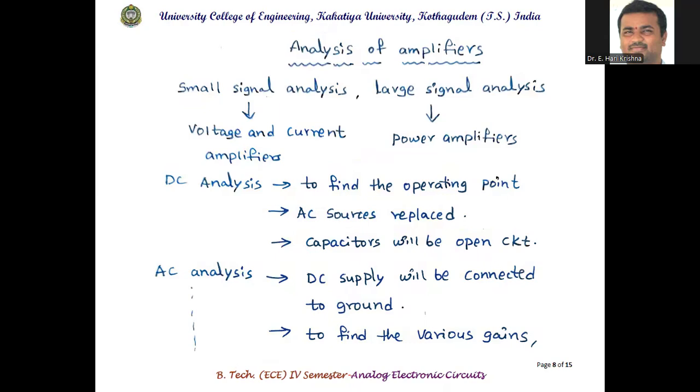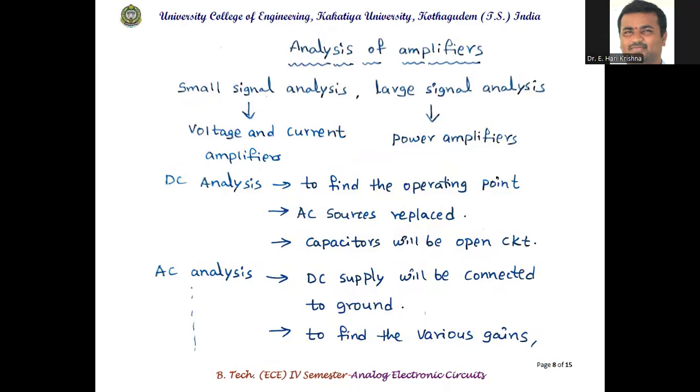Next. In general, analysis of an amplifier, which improves the gain of the input signal and increases the signal strength, is divided into small signal analysis and large signal analysis. We'll discuss large signal analysis as power amplifiers, and small signal analysis as voltage and current amplifiers. Again, it is divided into two parts, DC analysis and AC analysis.